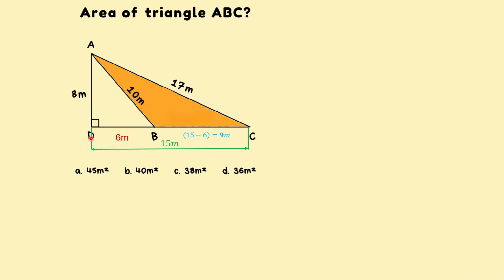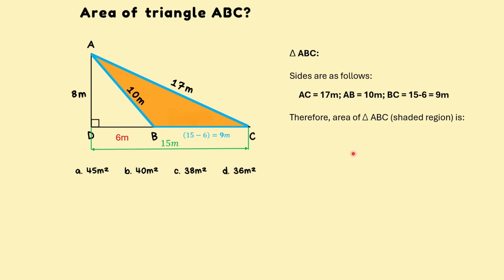So now we know that DC is 15 meters. We can work out what the value of BC is going to be. So DC is 15 meters, and 15 minus 6 would be 9 meters. So BC is equal to 9 meters. And in our next step, let's consider the triangle A, B, and C. Now we know all the sides of this triangle. AC is equal to 17 meters, AB is equal to 10 meters, and BC is equal to 9 meters.